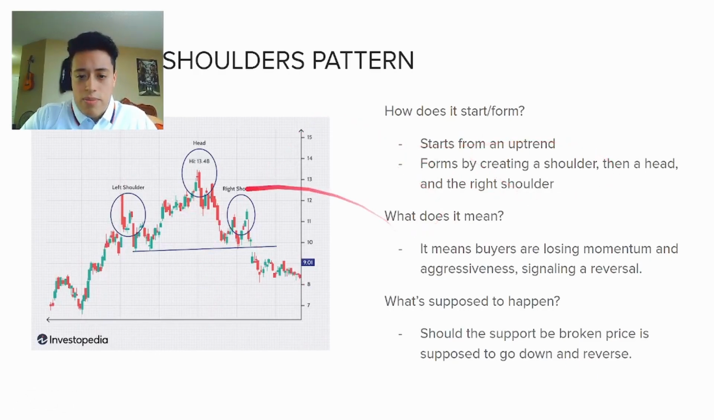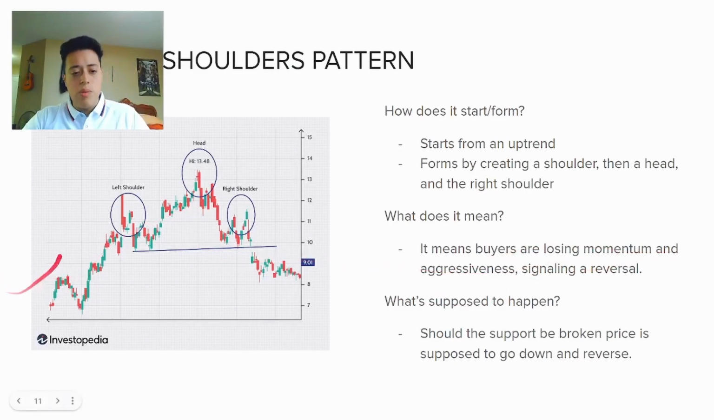So anyways, I search from an uptrend and it forms by creating a shoulder, the head, and then the right shoulder. It's supposed to mean that buyers are losing momentum and aggressiveness, and it signals a reversal. Some people also figure this out by having three highs, and then the fourth high is lower, and that's how they know. And then they'll say this is the neckline. If price breaks down here, that's when I'll put my short.